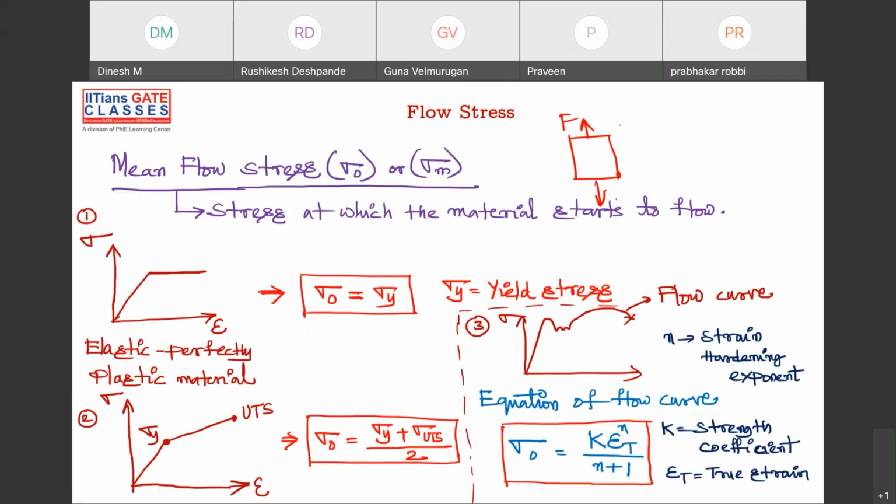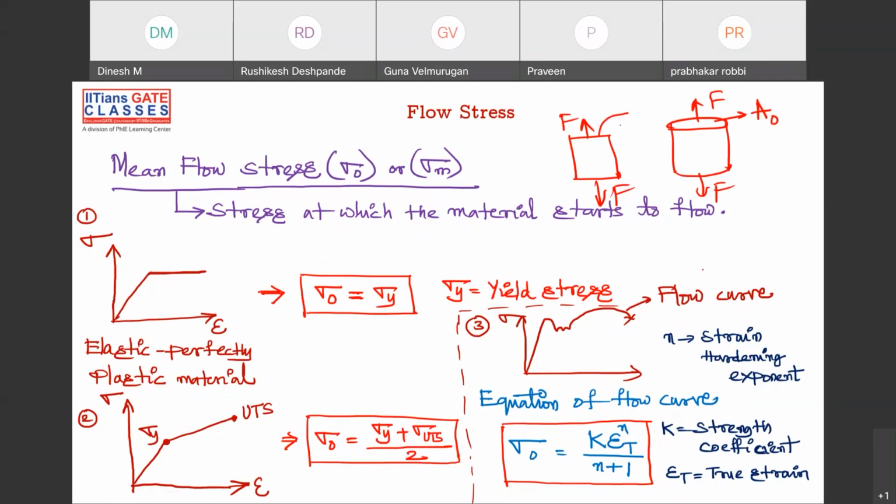Okay, you're applying some force like this, and it has some cross-sectional area. Let me draw it like this. You're applying some force. This is your cross-sectional area, the initial, original cross-sectional area. Before applying force, initially it is like this.